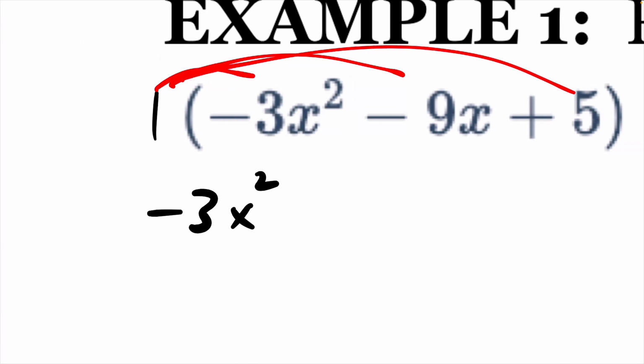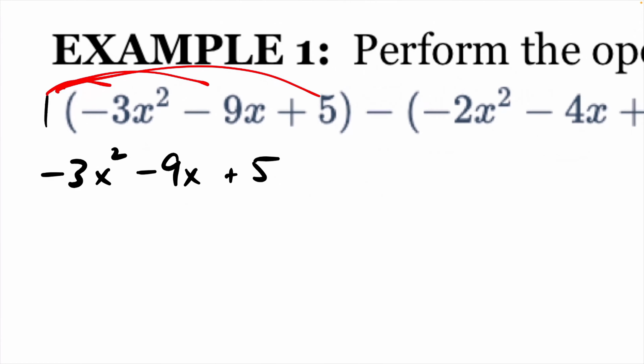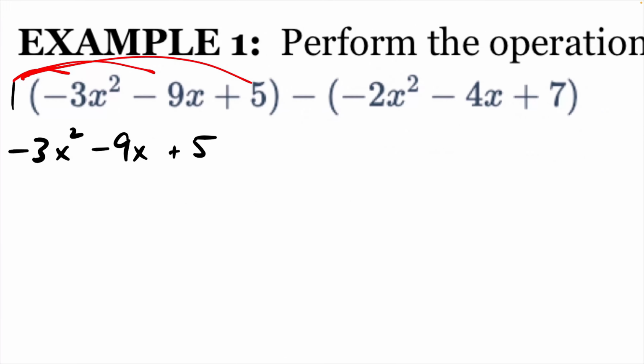X squared. Positive 1 times negative 9, negative 9x, right? Positive 1 times positive 5, positive 5, right? Parentheses are gone now. Now I need to do that with the other set of parentheses. So look at the other set of parentheses.